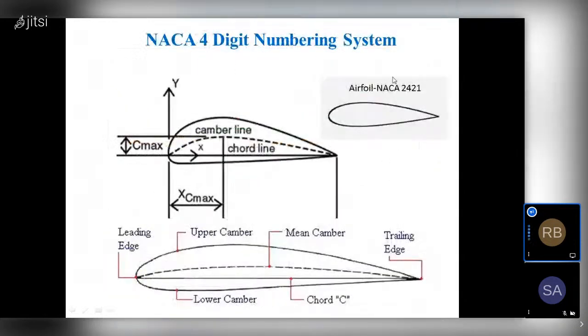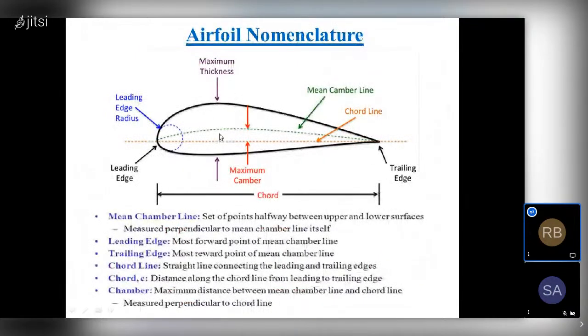Okay, in our given data we have percentage of camber 2%, location of camber 40%, and thickness of airfoil 21%. Which means camber is 2%, the location of the camber is 40% from the leading edge, and the maximum thickness of the airfoil is 21%. So this is our chord line, and this is the mean camber line. This one is the leading edge and the trailing edge. The straight line from leading edge to trailing edge is our chord length.